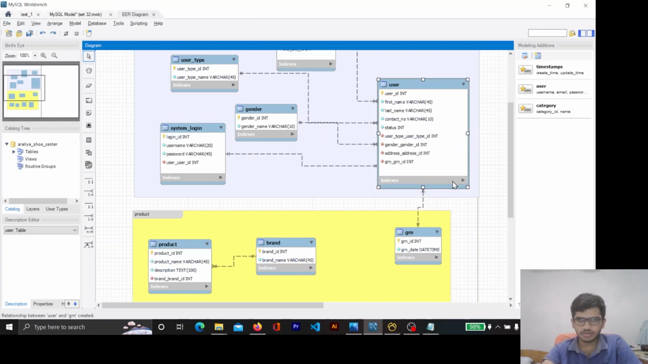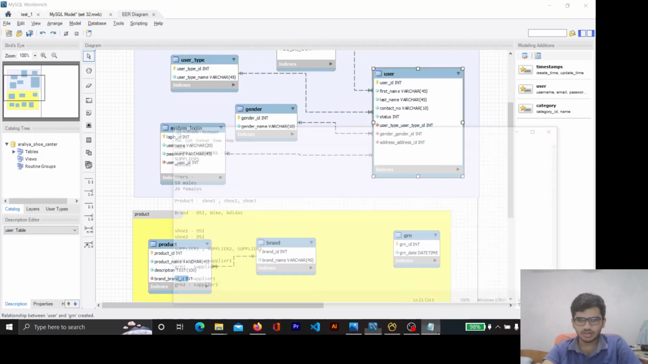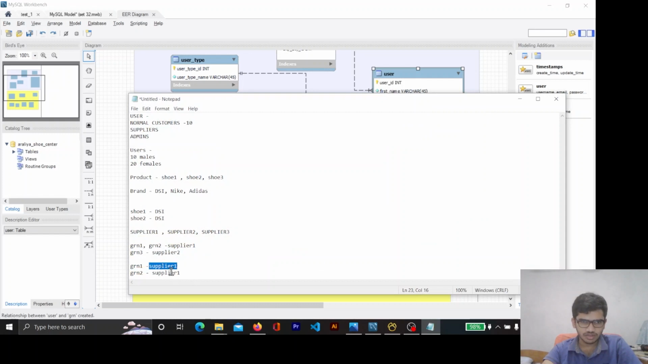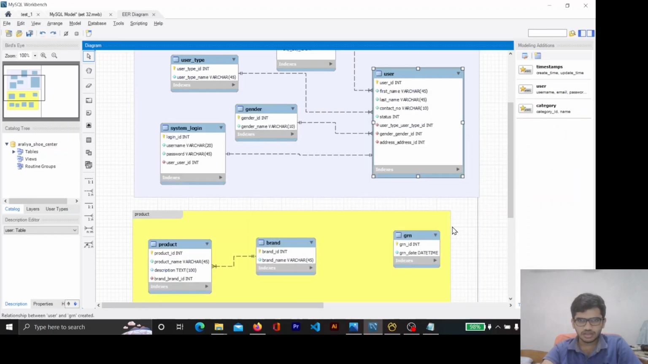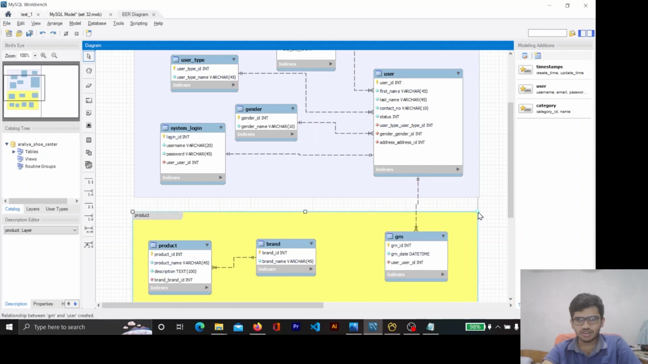No, right? Because one user means a supplier. Okay, so I did it wrong here. The logic is right, but one supplier can have many GRNs. So one supplier can have too many GRNs. That's the logic that I want to get across.